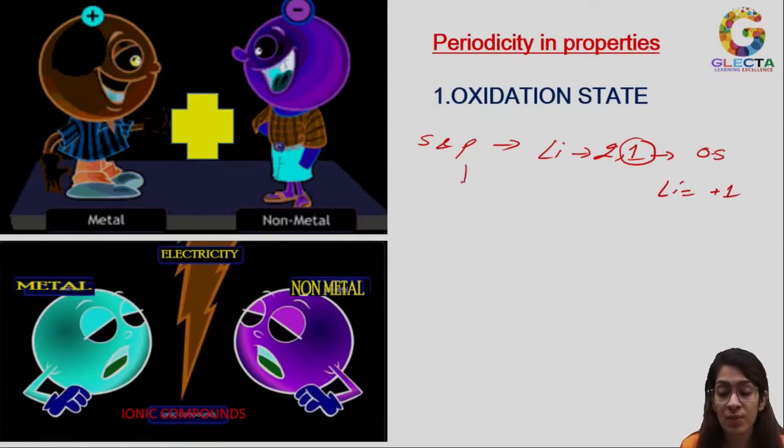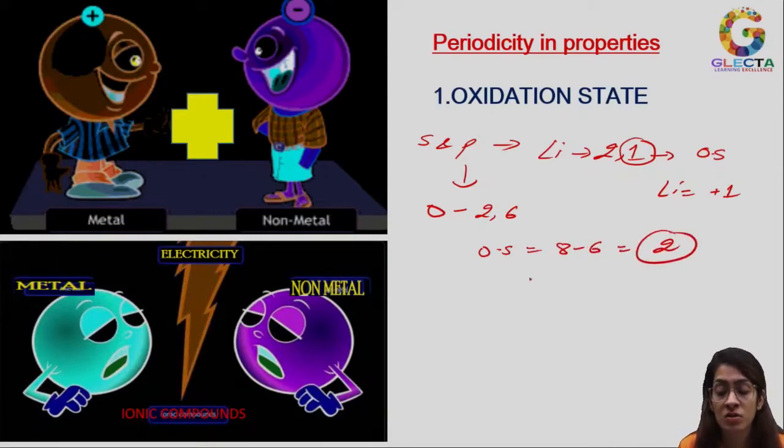Whereas when we talk about the P block elements, it is equal to 8 minus the number of valence electrons. For example, if we talk about oxygen, which has an atomic number of 8, the configuration is 2 and 6. So the oxidation state would be equal to 8 minus the number of valence electrons, which is equal to 2. So oxygen shows an oxidation state of 2.